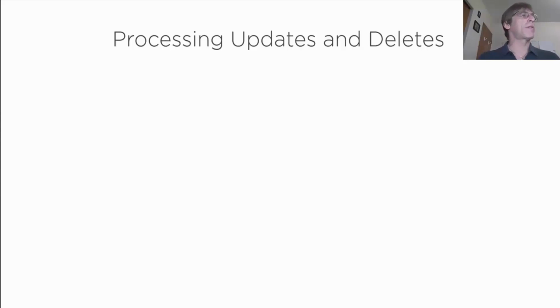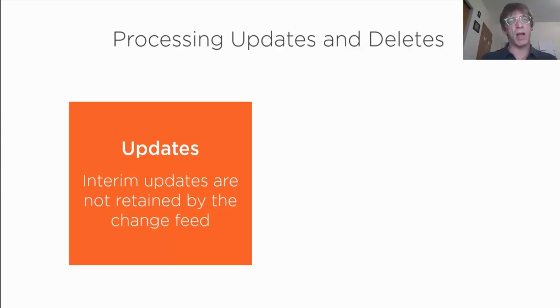Now, this is something that's important to understand. That processing updates and deletes, at least today, interim updates are not retained by the change feed. That means if you update the same document multiple times, you replace it multiple times, you're going to lose the interim updates. This is going to change. They've announced this is going to change. For our replication scenario, it doesn't matter because we only need the latest version of a document.